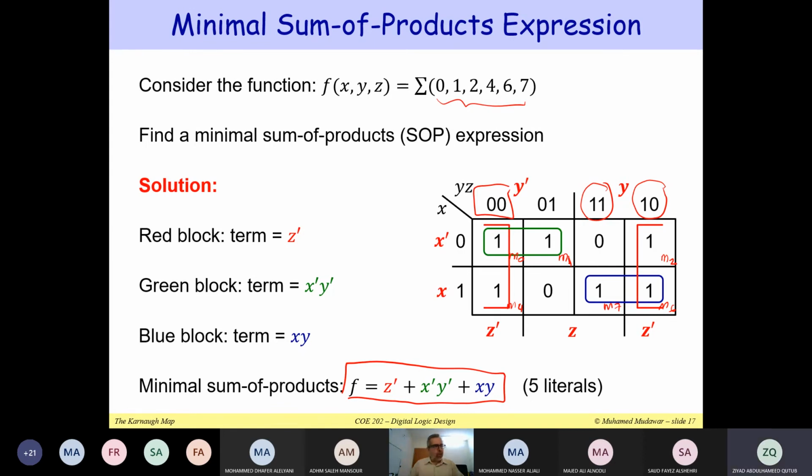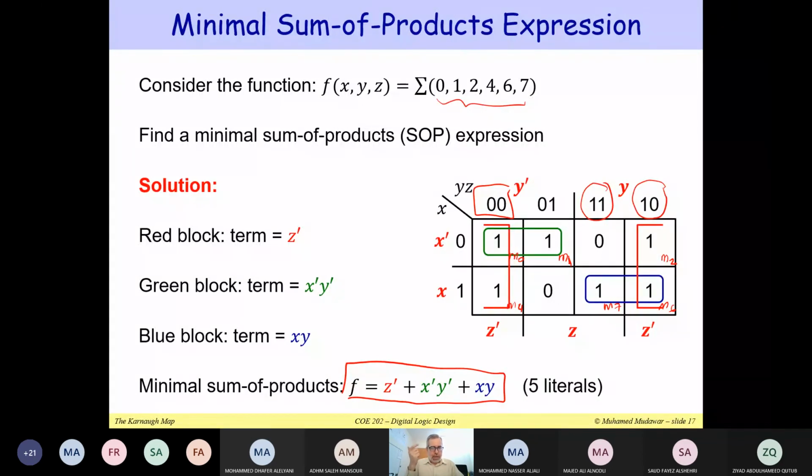So you cannot go diagonal. The reason is that M1 and M7 differ by 2 variables. You can see in M1, you have X is equal to 0, Y equal to 0, and Z is equal to 1. So it is X prime, Y prime, Z.